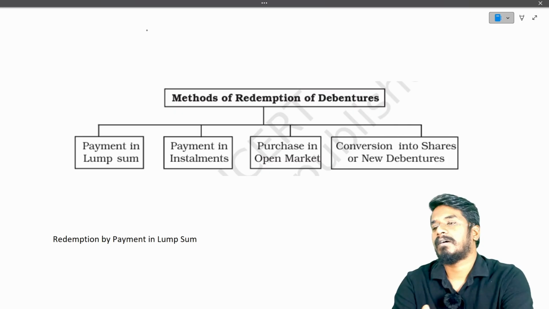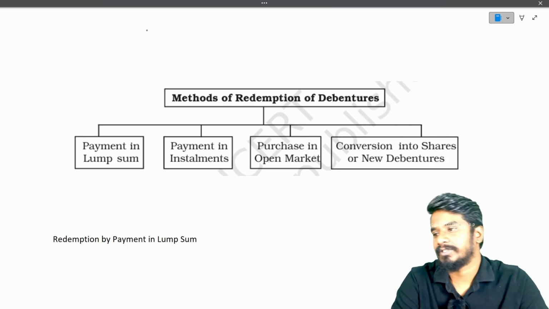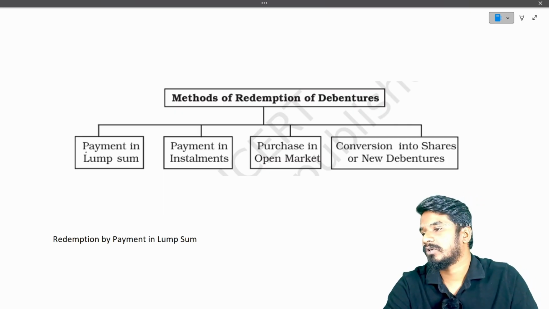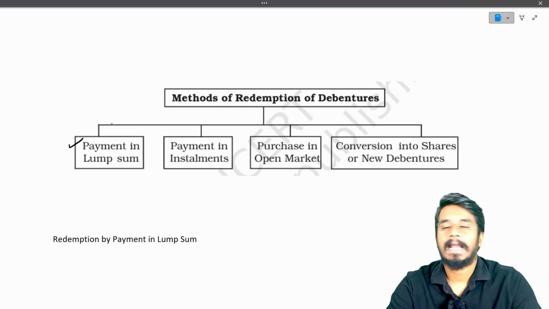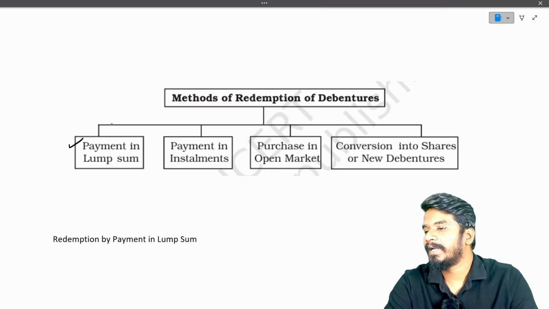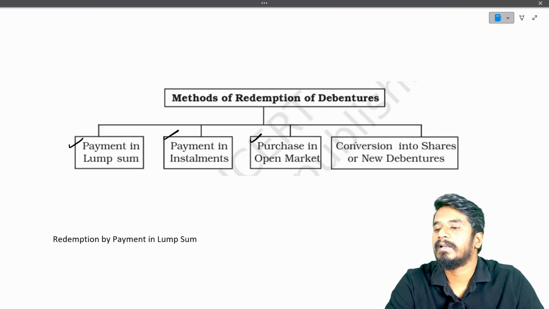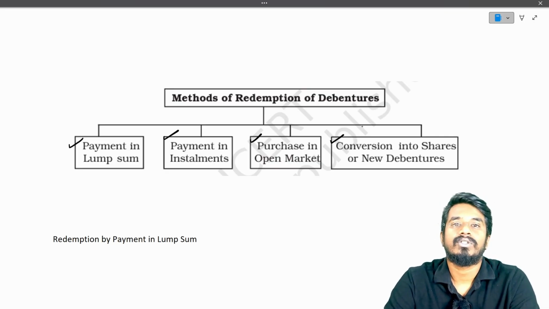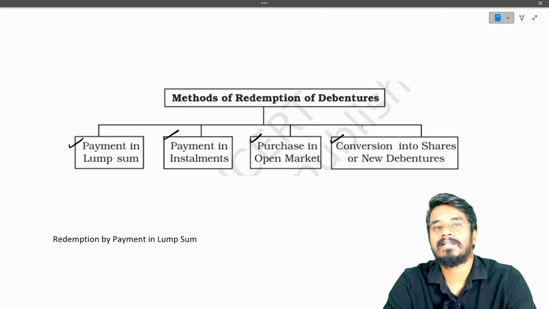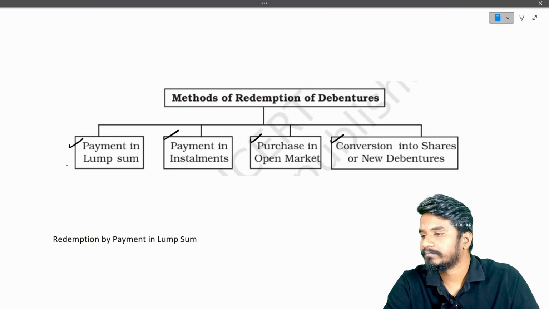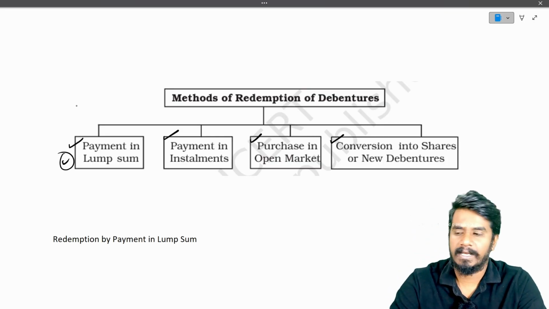Let us see methods of redemption of debentures. We have four methods. The first method is payment in lump sum, then payment in installments, the purchase in open market, and conversion into shares or new debentures. We are going to start with the first method today, that is the lump sum method. So let us see what the lump sum method is.